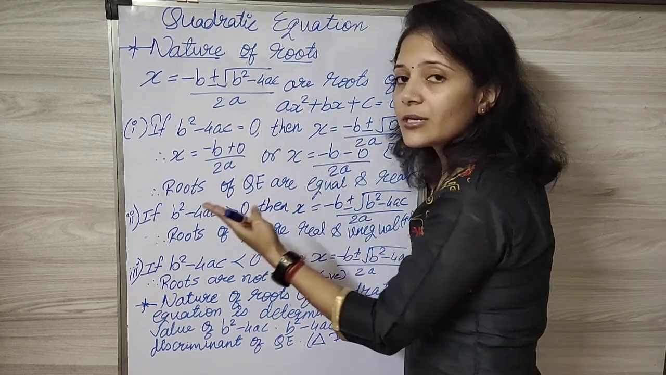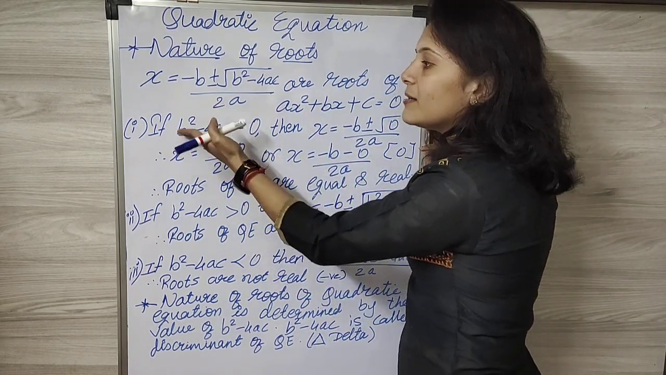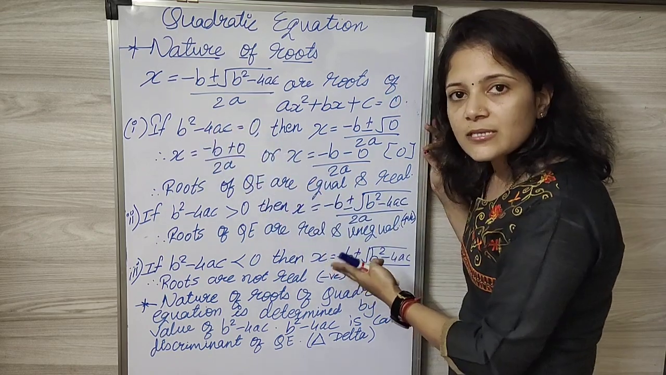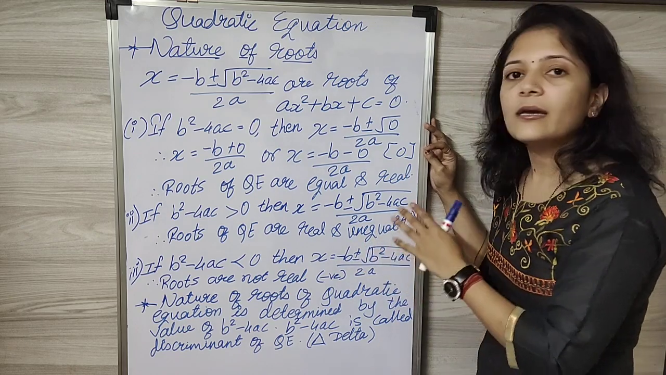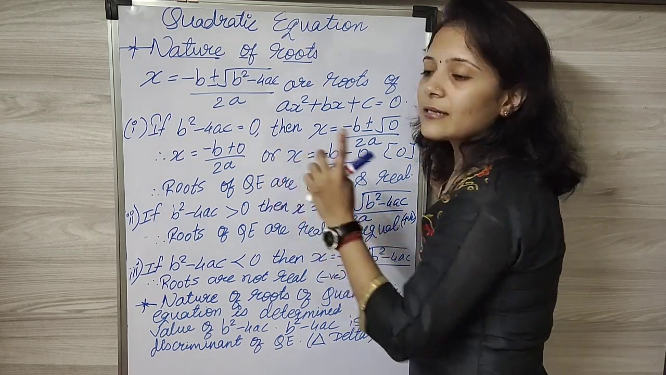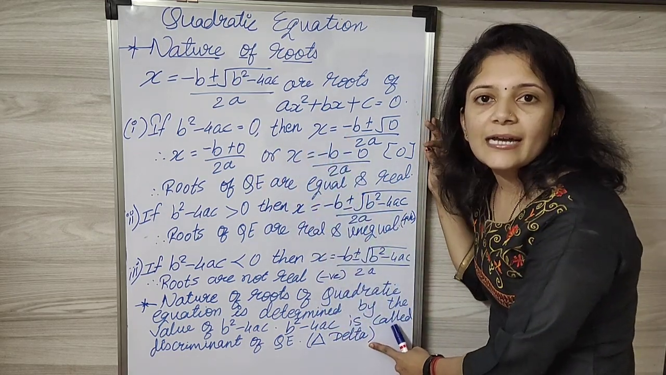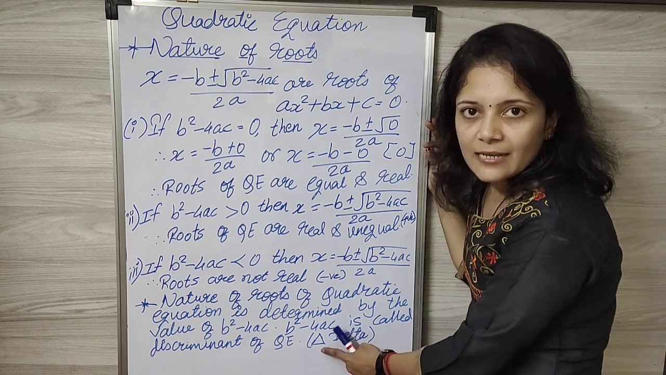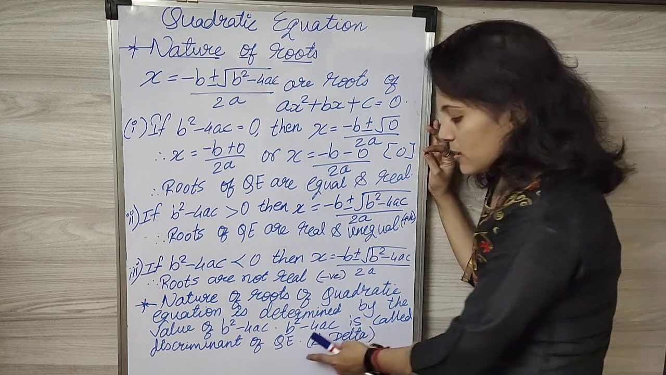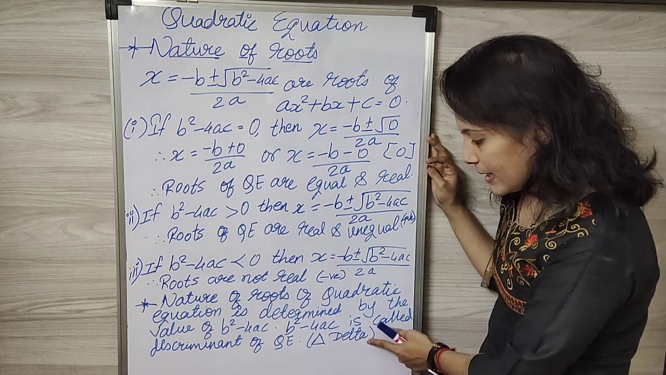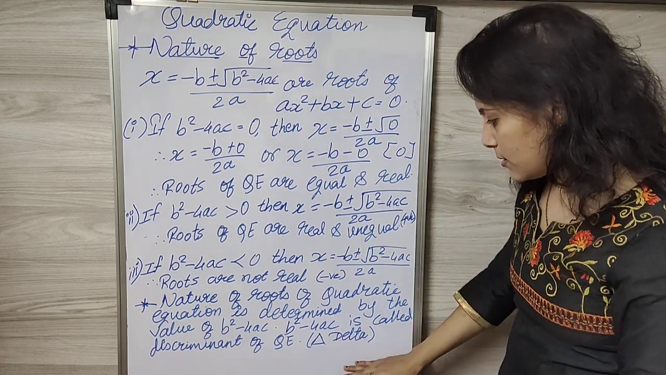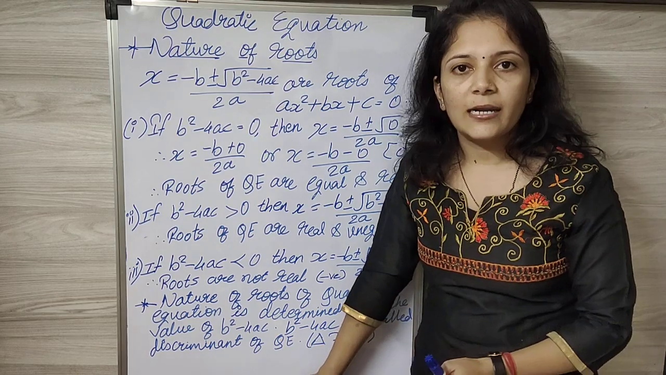When the nature of roots is determined by this value, that is b square minus 4ac, then b square minus 4ac is the discriminant of the quadratic equation, and it is denoted by delta, right? Delta is a Greek symbol. So now we will solve some sums based on this discriminant.